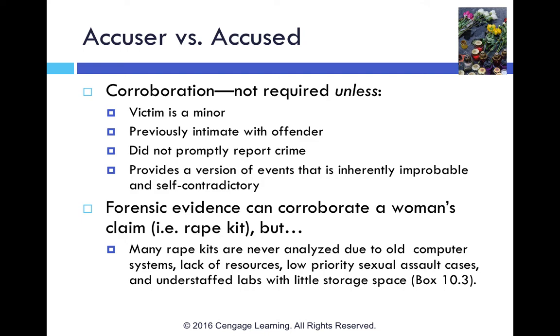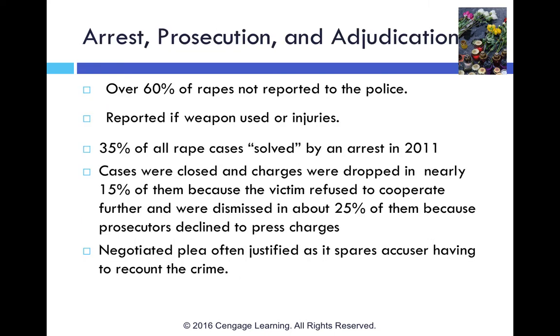In most states, though, there's a tremendous backlog here. And when they do look at these kits, they'll often find that they have several kits with the same DNA profile, so someone has done this multiple times. Over 60% of rapes are not reported to the police. They are more likely to be reported if a weapon is used or there's an injury. And again, that speaks to a victim's belief that somehow they'll be seen as a more credible victim.